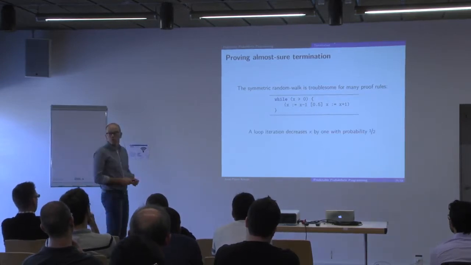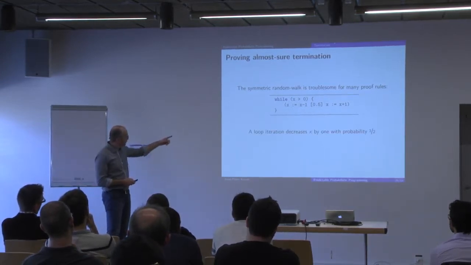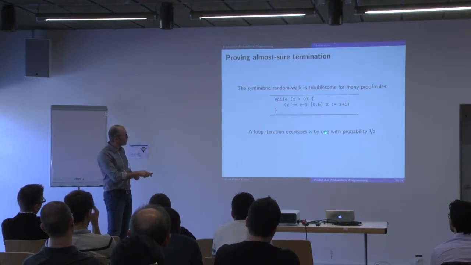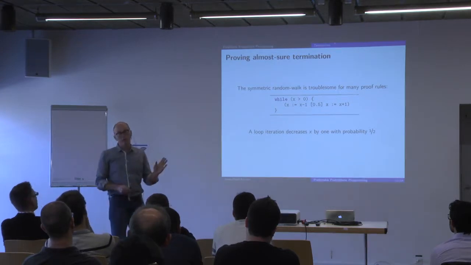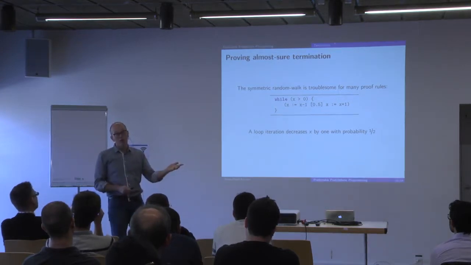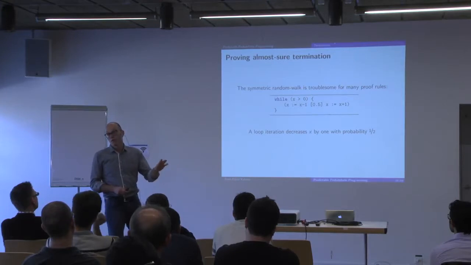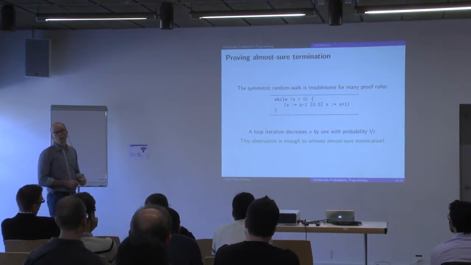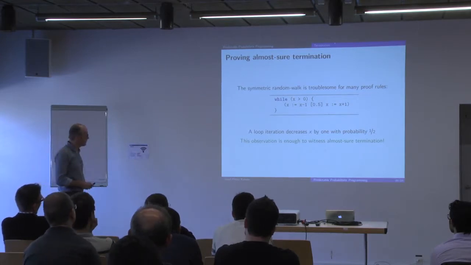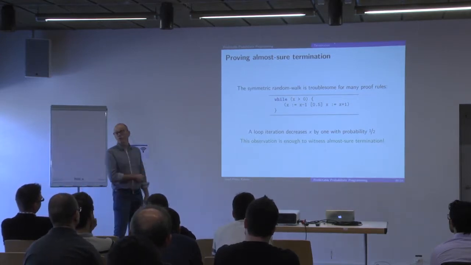Good, but what's the observation? The observation is that on every loop iteration, you decrease x by 1 with probability 1/2. Simple observation. I'm going to show you that this observation can be captured by a proof rule, and that's all we need. So I'm going to claim you can prove almost sure termination of this program just by this observation.